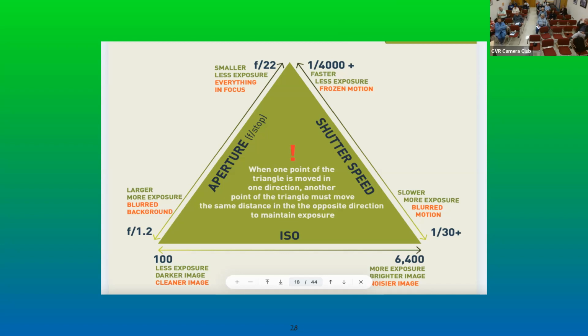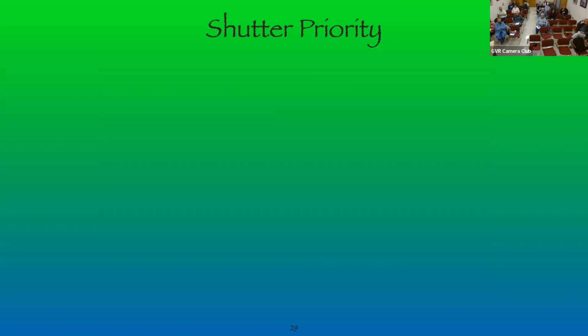I'm getting there. Okay. I didn't want you to think I blew you off. I just want to take better pictures. Okay. Trust me, I'm still working on that. Okay. All right, shutter priority.